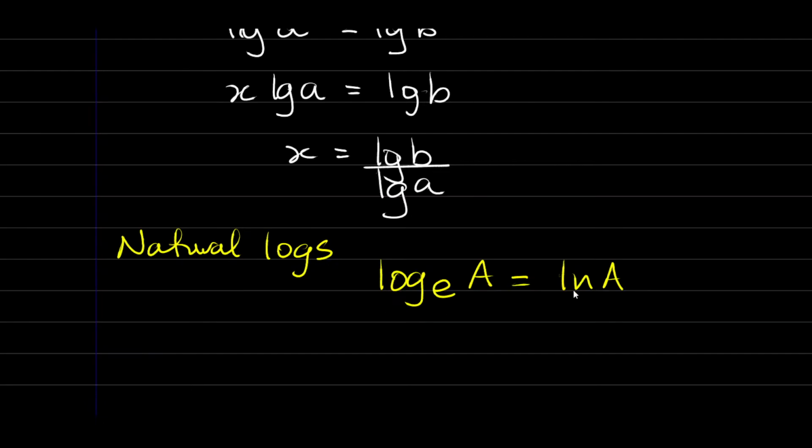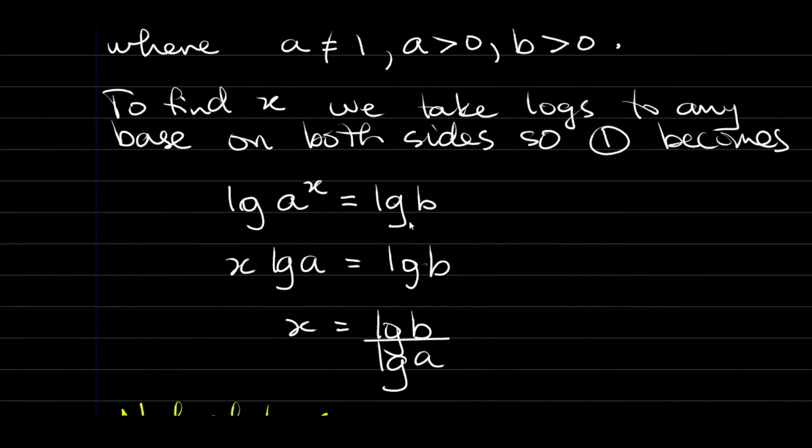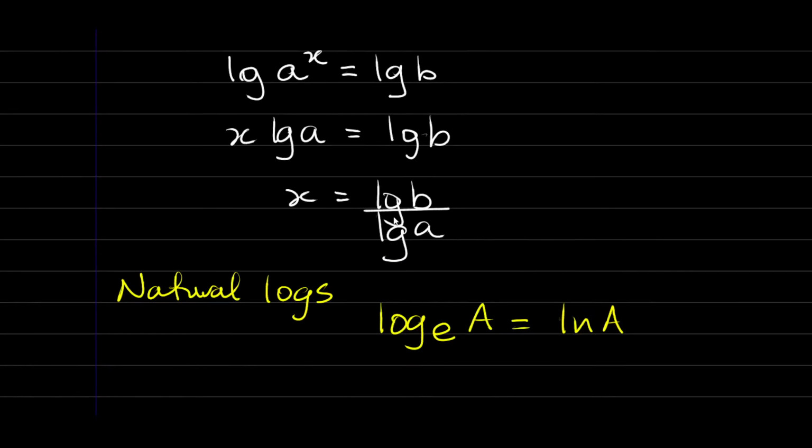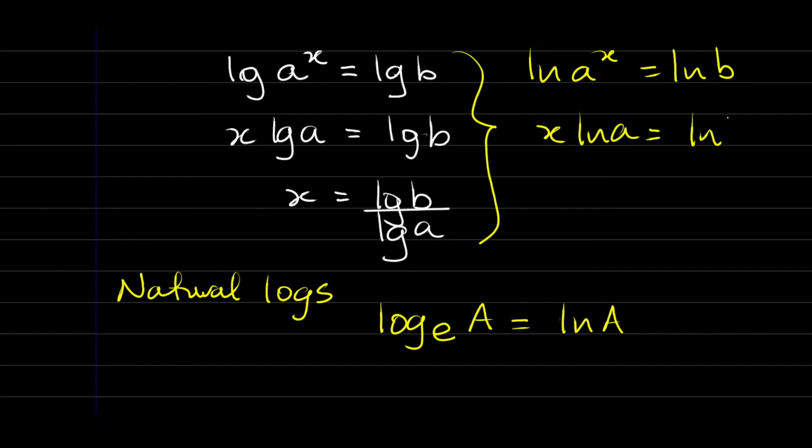So you can take lns on both sides, and quite frankly, sometimes I like to do lns on both sides as well. For example, this one up here, I would usually say ln a to the power of x is equal to ln b, and therefore x ln a is equal to ln of b, and x is equal to ln of b over ln of a. It doesn't matter which one you do, both of them are going to give you the same answer on your calculator.